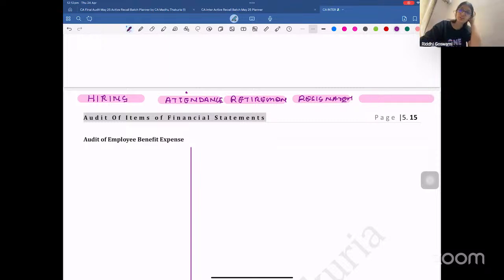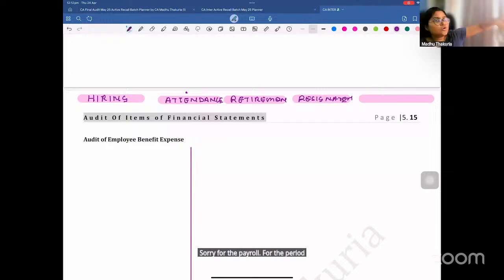Ma'am, for the period they are hired. Sorry, for the payroll? For the period they are hired. So that is all part of their roles only.